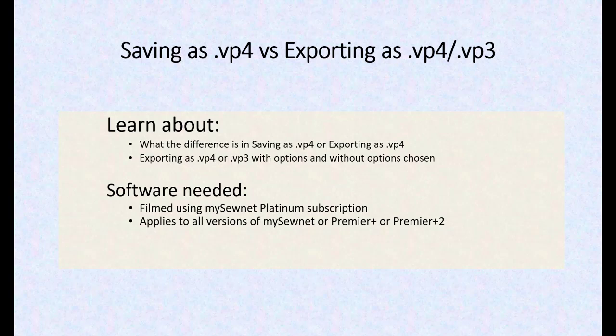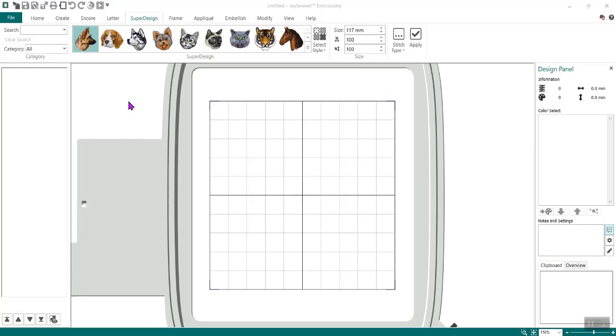I did this film using mySewnet Platinum, but it applies to all versions of mySewnet. It should also be for Premier Plus and Premier Plus 2. So let's get started. What I'm going to do is demo the difference between VP3, VP4, export and save. Everybody gets this kind of confused, and why would I do one versus the other?